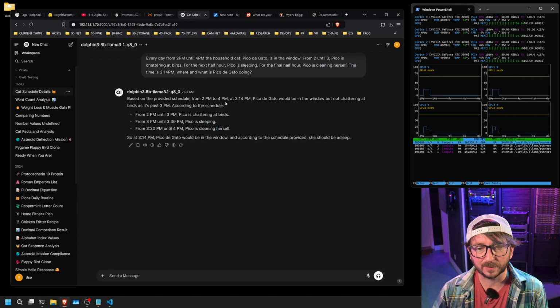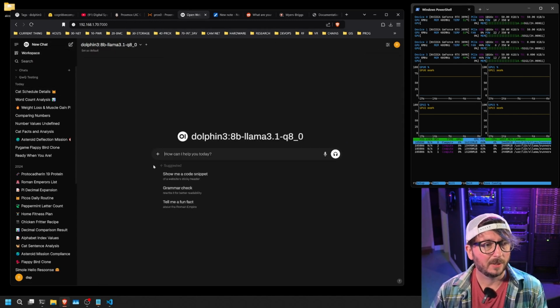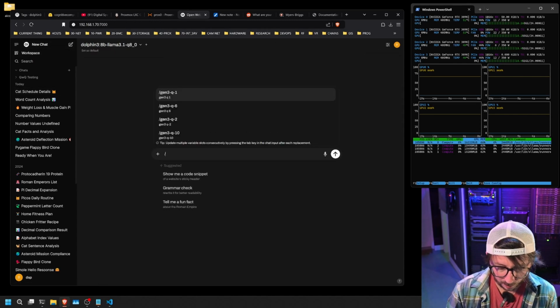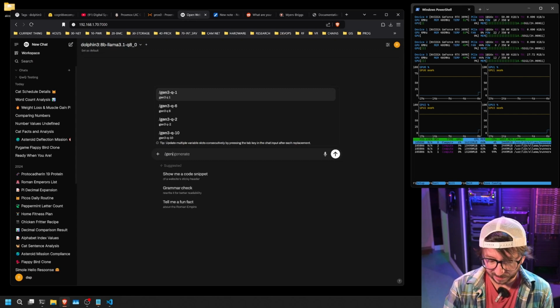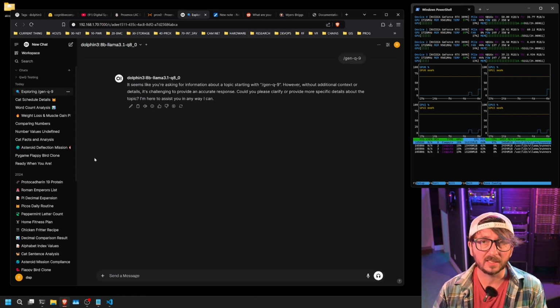Based on the provided schedule from 2 to 4 p.m., at 3:14, Pico De Gato would be in the window but not chattering at birds as it's past 3 p.m. Correct. According to the schedule, Pico is sleeping. So at 3:14 p.m., Pico De Gato would be in the window, and according to the schedule provided, she would be asleep. And this sounds just about perfect. So it did get a good passing score on that one. And I will say, while we have had some not great answers on some of these, generally overall, it seems like things have pulled back a little bit.